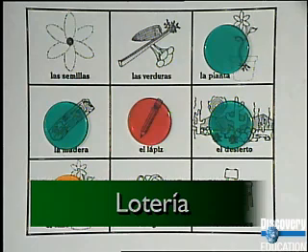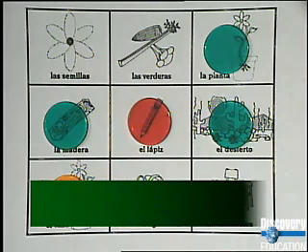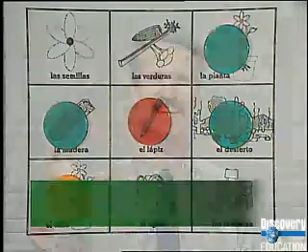Hey! Loteria! Loteria! All right. Did you guys remember to say loteria? Because I know sometimes my students get confused and say bingo. Well, it's not bingo. We're playing loteria now.